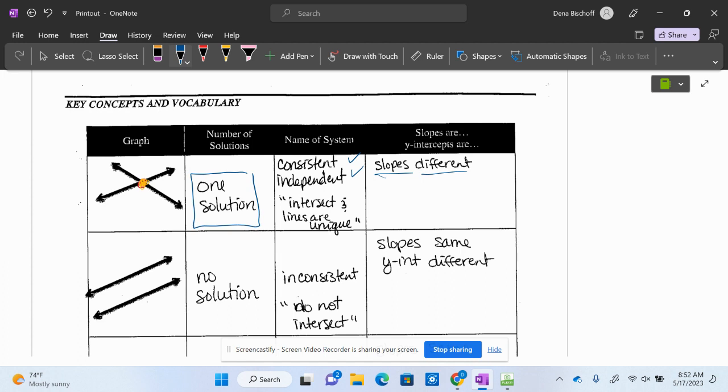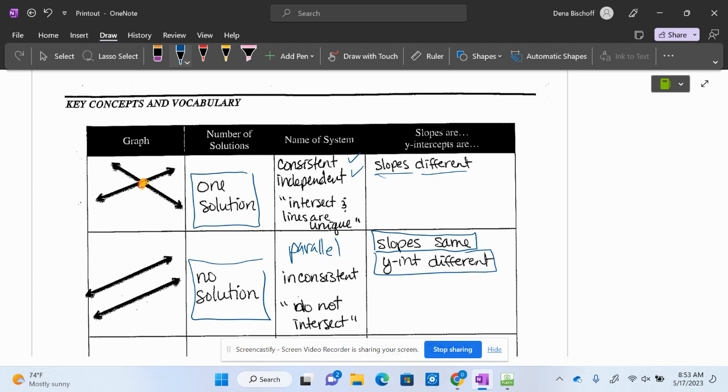We also learned about no solution. What kind of lines are these? Yeah, they're parallel. When the lines are parallel, that is called inconsistent because they do not intersect. If consistent means they intersect, inconsistent means they don't. Parallel lines have the same slope, different y-intercepts. That's how we recognize those.